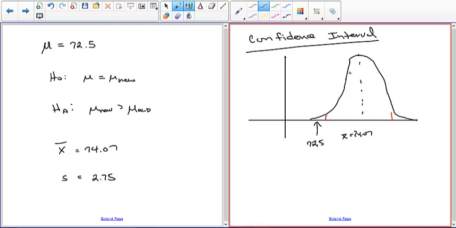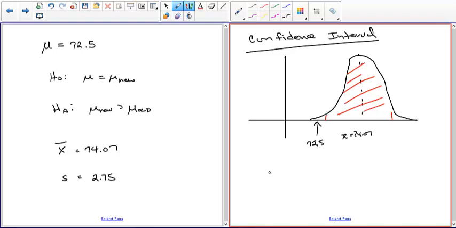What we're trying to do is figure out what limits here, A and B, are such that we have 90% confidence that the population mean for the sample condition is within this range. If this number is less than that number, we'll reject the null hypothesis. If it's over here, then we'll fail to reject the null hypothesis.